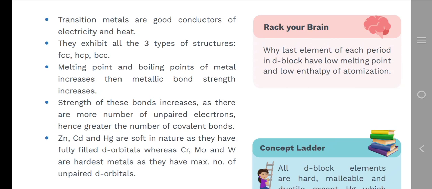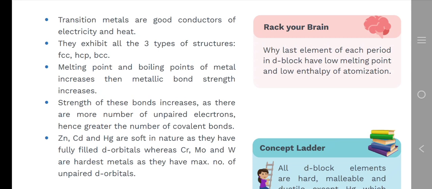Now we will discuss metallic character. Transition elements have relatively low ionization energy and have 1 or 2 electrons in their outermost energy levels. As a result, metallic bonds are formed. Hence, they behave as metals. Greater the number of unpaired d electrons, stronger is the bonding due to the overlapping of unpaired electrons between different metal atoms.